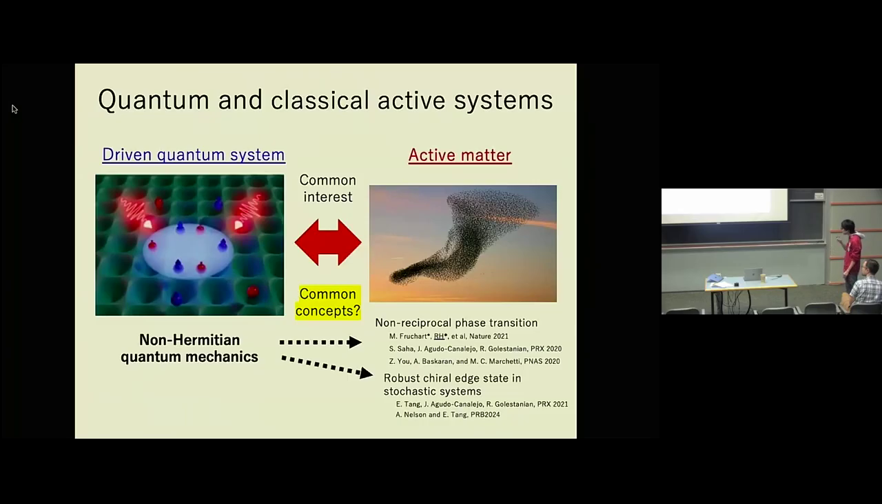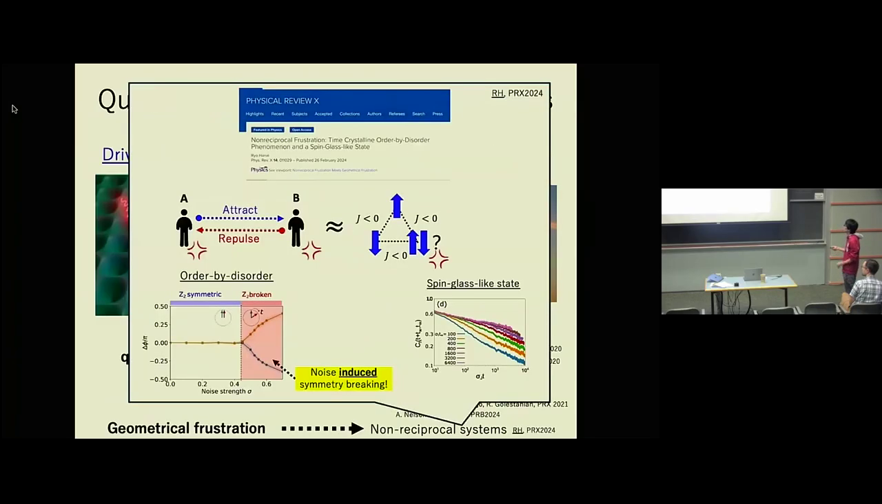Also, this is some shameless advertisement, but some frustration physics that is known in solid state physics in fact has a direct analogy to non-reciprocally interacting systems. As a result, some phenomena known in geometrically frustrated systems can also emerge in non-reciprocally interacting systems, where I showed that something analogous to order by disorder or a spin glass-like state will emerge, where the noise can sometimes induce symmetry breaking, which is the opposite of what you would usually expect.